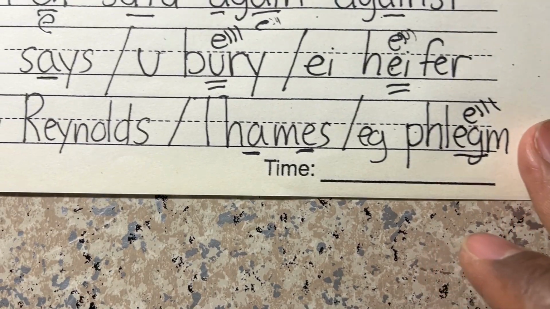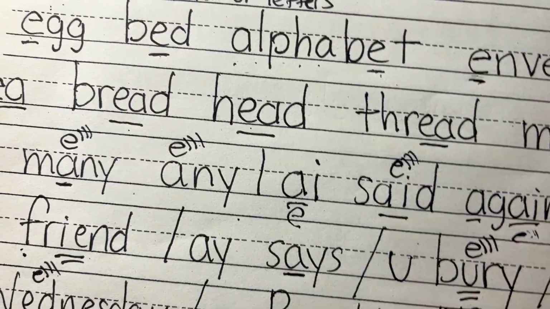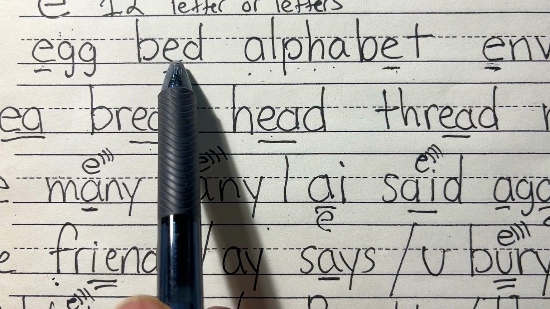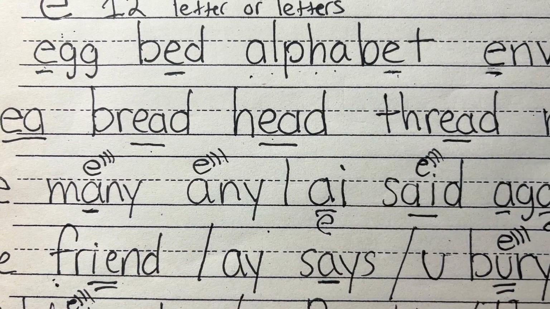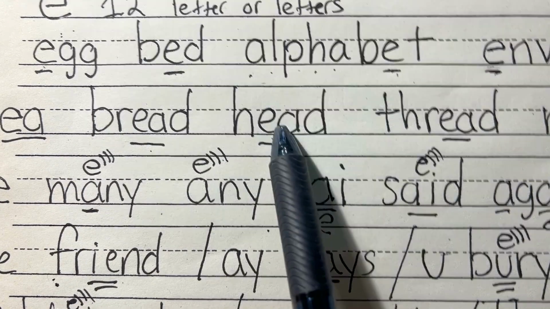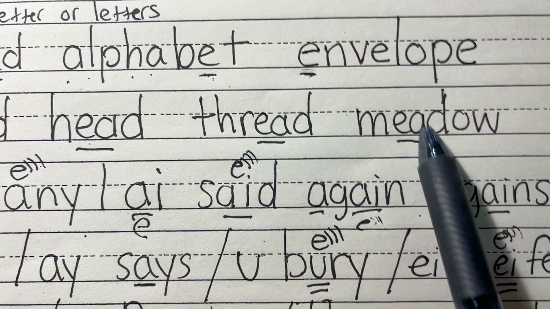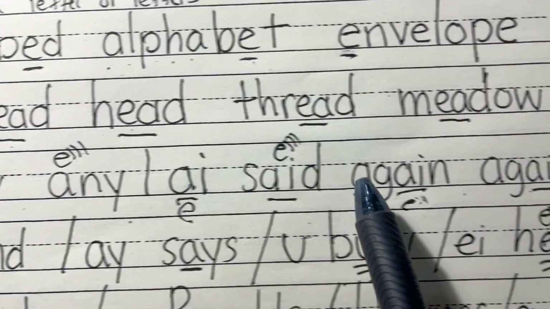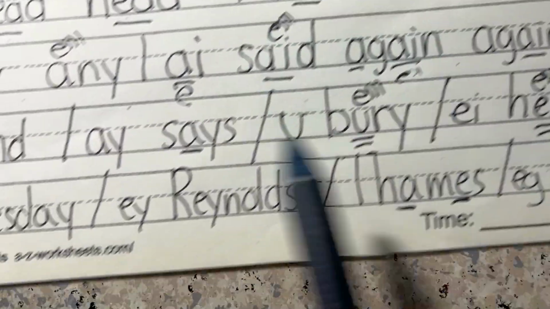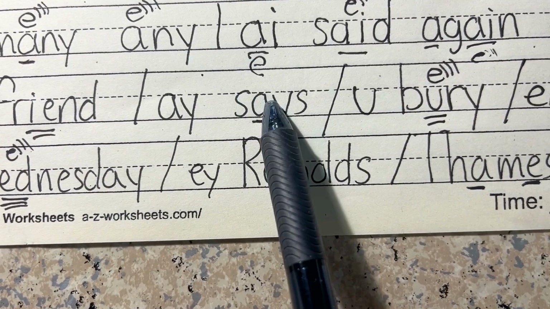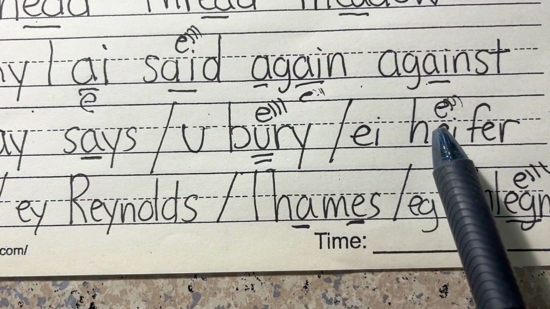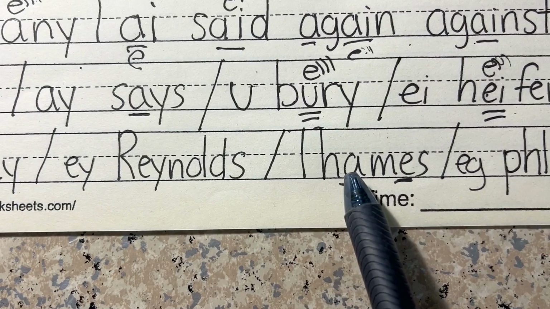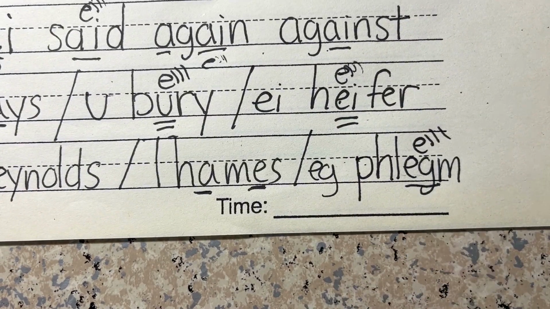You know what, why don't we practice? Why don't we do a little practice? I don't wanna bore you guys. So anyway, let's go. Egg, bed, alphabet, envelope. Bread, head, thread, meadow. Many, any, said, again, against. Friend, says, berry, heifer. Wednesday, Reynolds, Thames, phlegm. There you go.